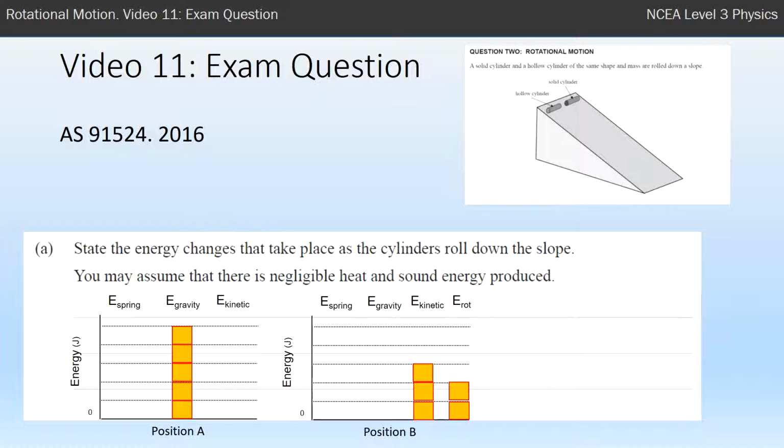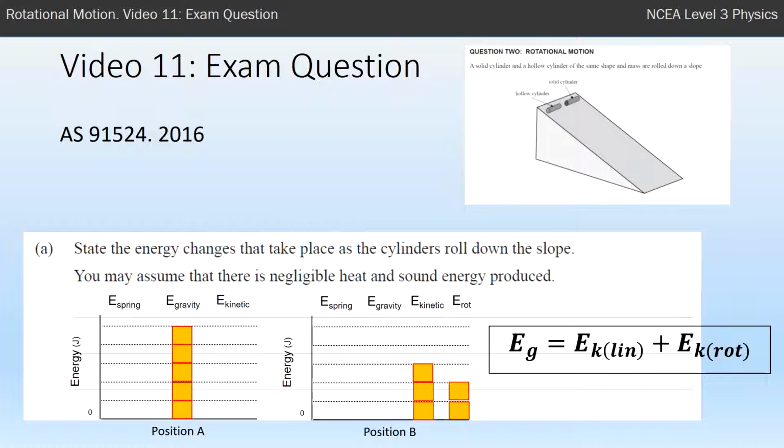So I have position A, which I'm calling the top of the slope. Any of the cylinders have gravitational energy, and as they move down the slope, that gravitational energy, at position B near the bottom of the slope, has been converted to kinetic energy because they're moving, and rotational energy because they are spinning as well, or rotating. As an equation, that would be gravitational equals kinetic plus rotational. So instead of a sentence, you could easily put that in as your answer to this problem.